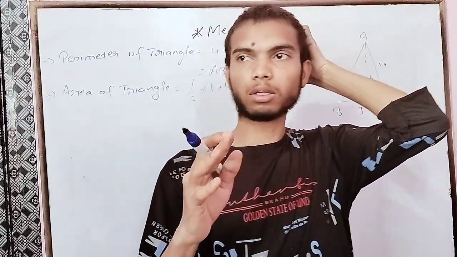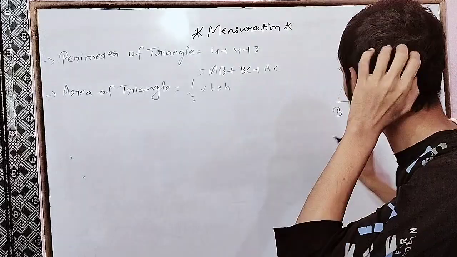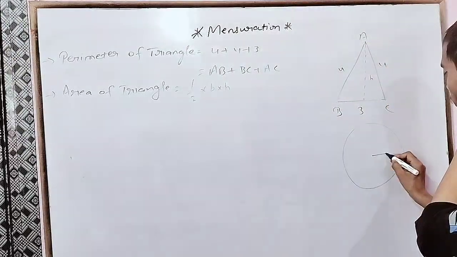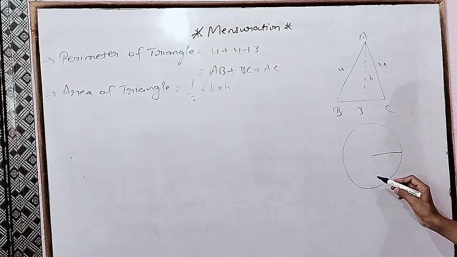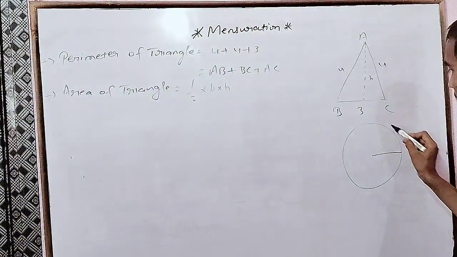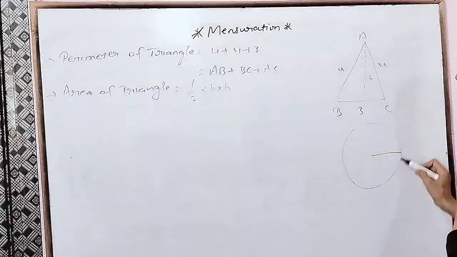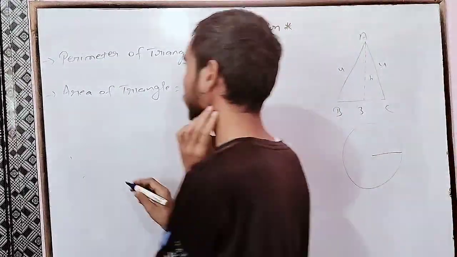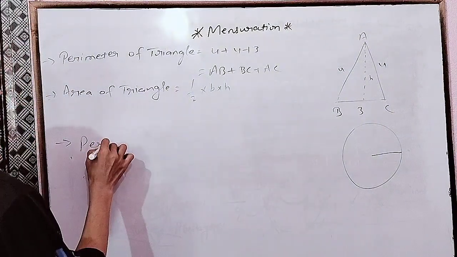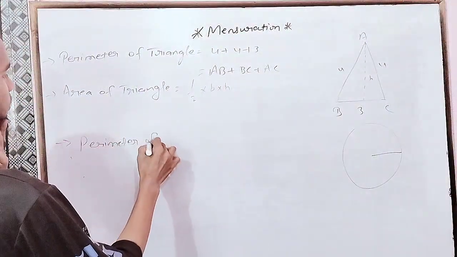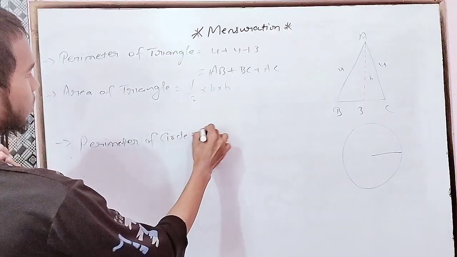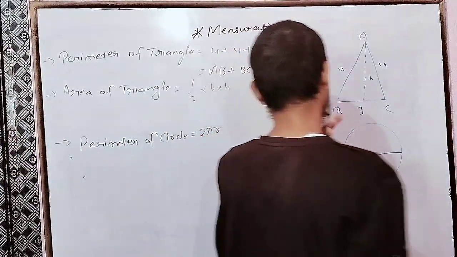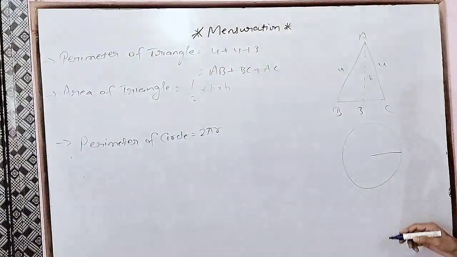Now, what? Circle. This is a circle. To find the perimeter of this circle, where is the perimeter? This is the perimeter, the circumference, along this. So to find the perimeter of a circle, we have the formula, which is 2 pi r. Now we need to understand why 2 pi r, how 2 pi r.